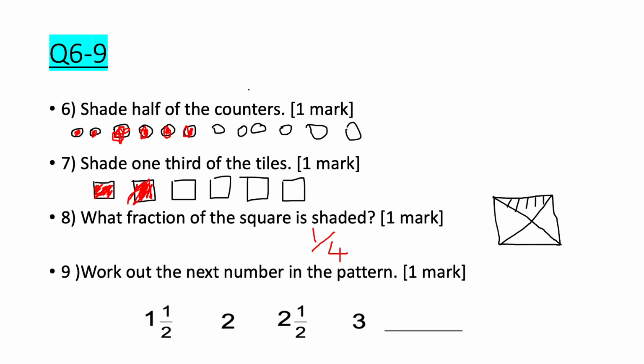Question number 9, guys. Work out the next number in this sequence. 1.5, 2, 2.5, 3. So what I'm adding on each time is a half each time. So the next one is going to be 3 plus a half, which is 3.5.